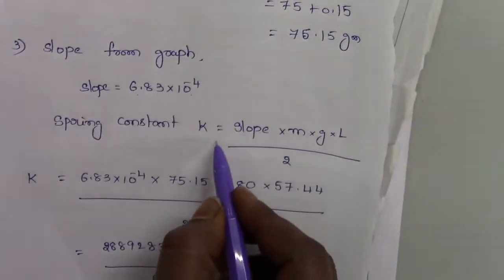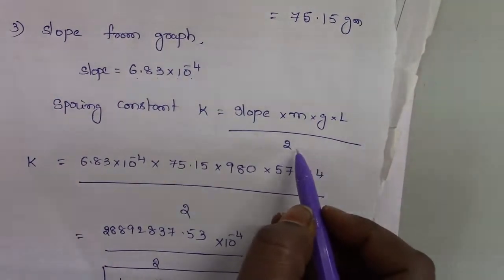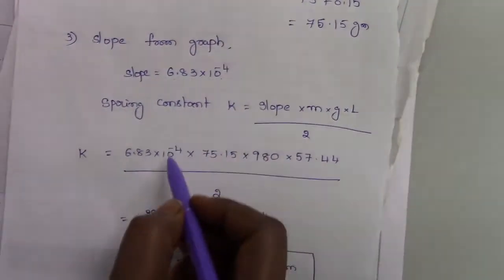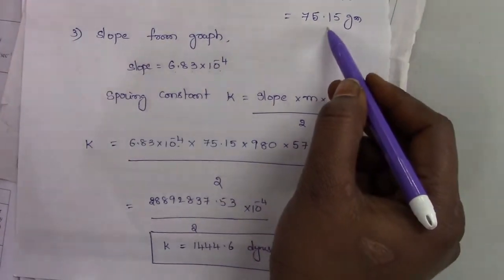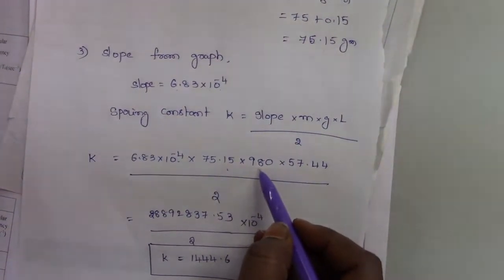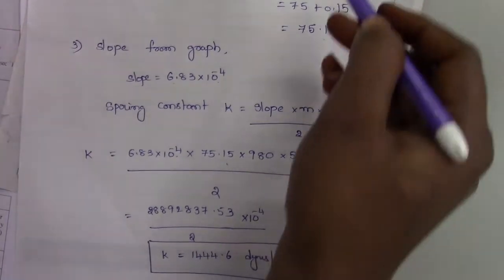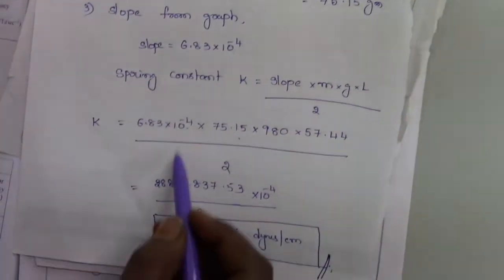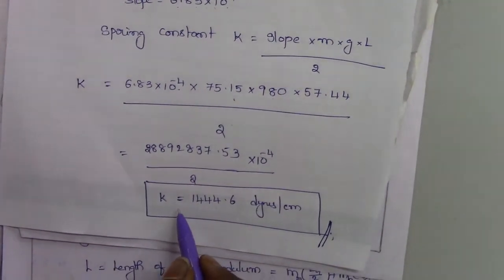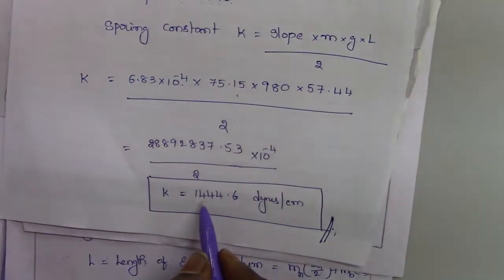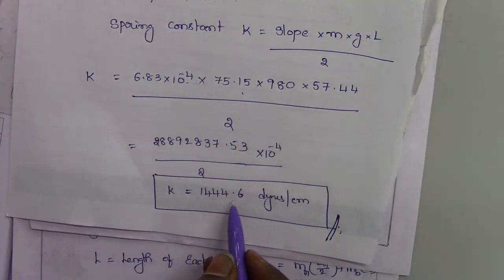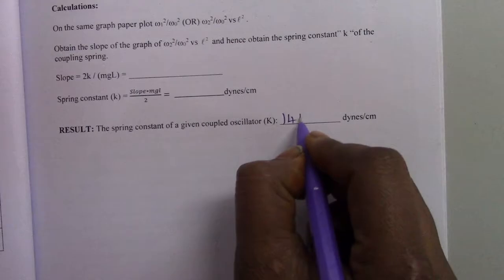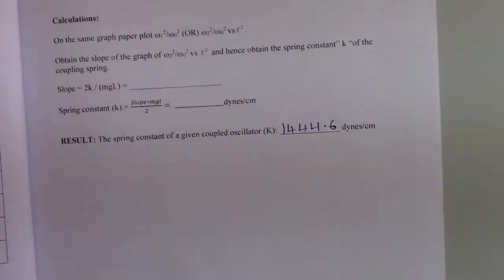Now spring constant K is equal to slope into mgl by 2. Slope value 6.83 into 10 power minus 4. Small m is 75.15. g is nothing but acceleration due to gravity 980 into length of each pendulum is 57.44 divided by 2. So after simplifying all these things, I got the spring constant value K is equal to 1444.6 dynes per centimeter. So this is what our result. The spring constant of a given coupled oscillator is 1444.6 dynes per centimeter. Thank you all.